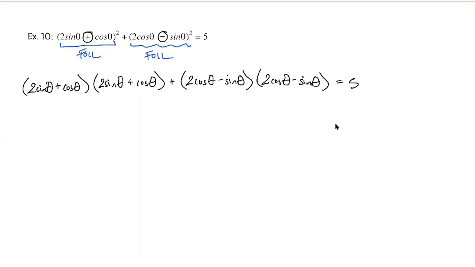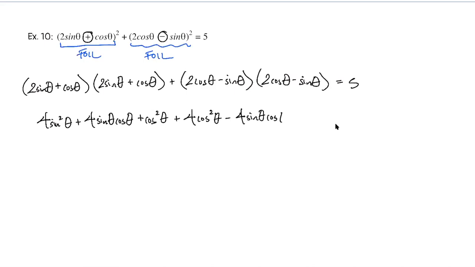All right, so if we FOIL out the first terms and combine some like terms, we're going to get 4 sine squared theta plus, let's see, the outer terms multiply to be 2 sine cosine, and the inner terms multiply to be 2 sine cosine. So I'm going to get 4 sine theta cosine theta plus cosine squared theta. Okay, remember, no one is going to write cosine theta squared. We're going to write the square in between, so we know we're actually squaring the cosine. Okay, and if we do the same thing over here, we're going to get 4 cosine squared theta minus 4 sine theta cosine theta plus sine squared theta equals 5.